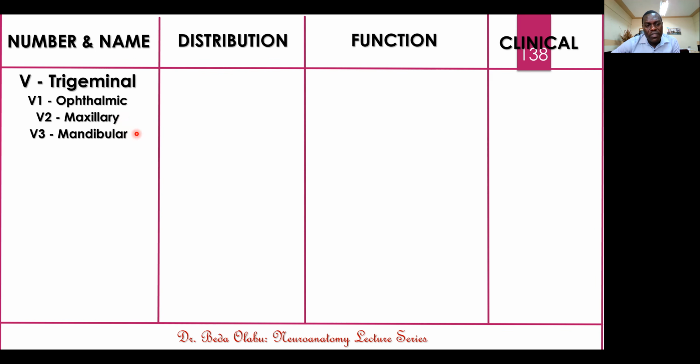The trigeminal nerve or its branches largely go to the face and the scalp. And the function here is general sensations. It forms the first order neuron pathway for general sensations that come from the facial region.